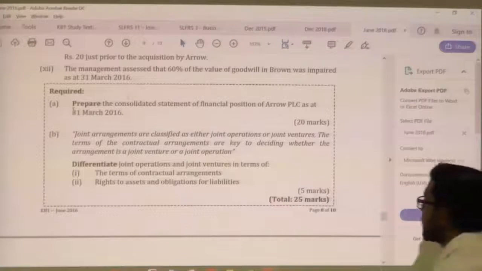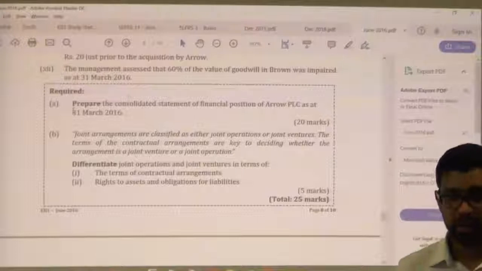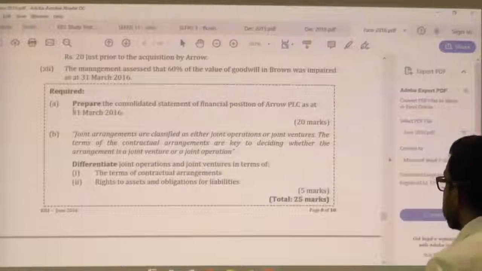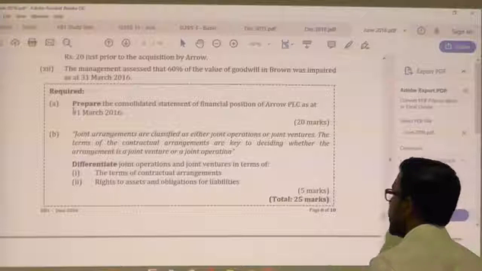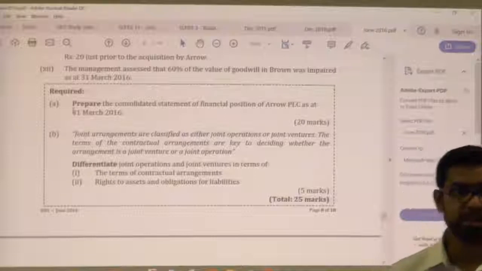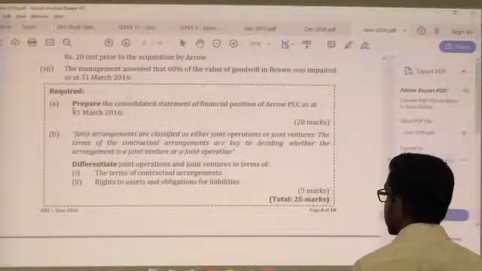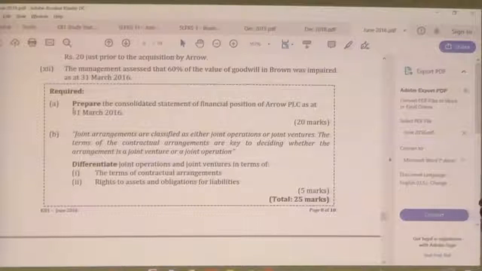So by considering Roman number 2 and 1, what is the mistake you are making? This is for 5 marks, right? You are just trying to explain the difference by saying joint operation means you have rights to the asset and obligation to the liabilities, and joint venture means you have rights to net assets. That is the answer you all have given, right? If you look at the examiner's comment, that is the answer for 5 marks.